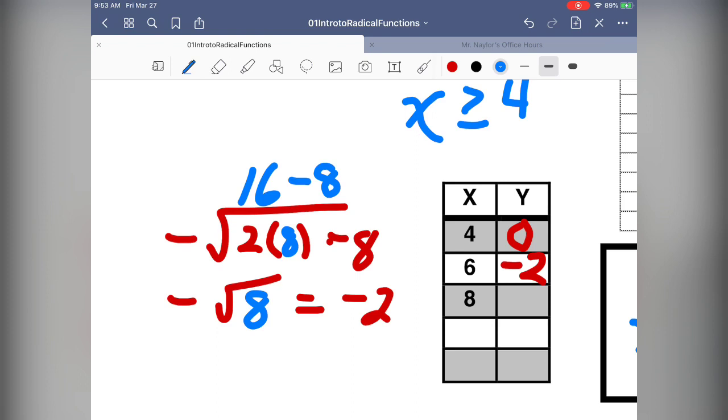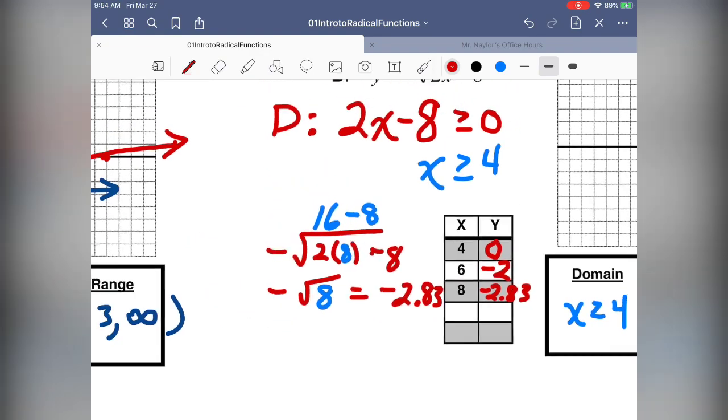Now, the square root of 8 does exist. It actually is equal to 2.83 using your calculator. And, of course, with the negative sign, we end up with negative 2.83. So I certainly can get that number. It's just a decimal, and maybe it'll be a little tricky to graph.